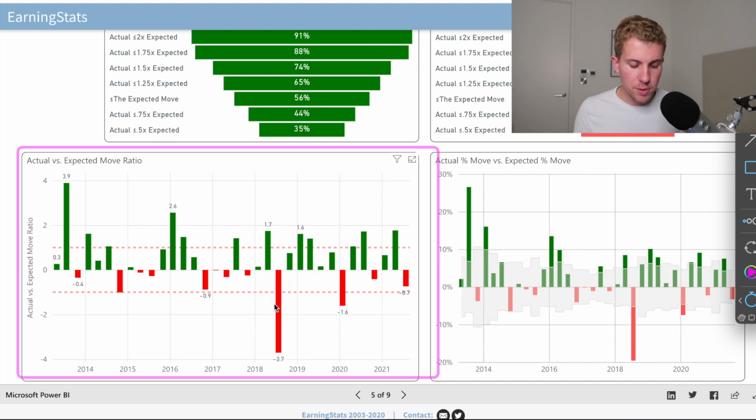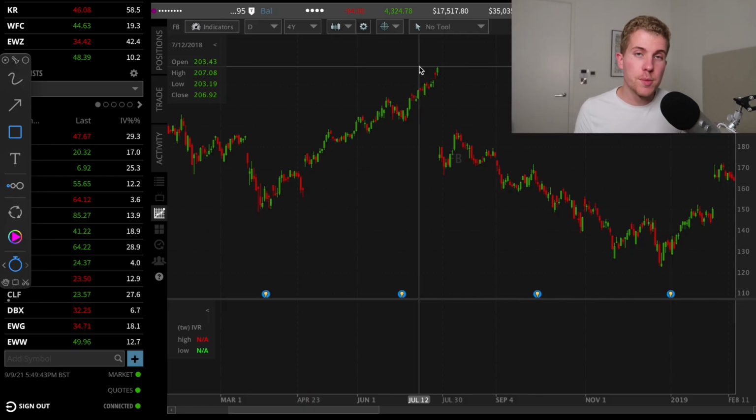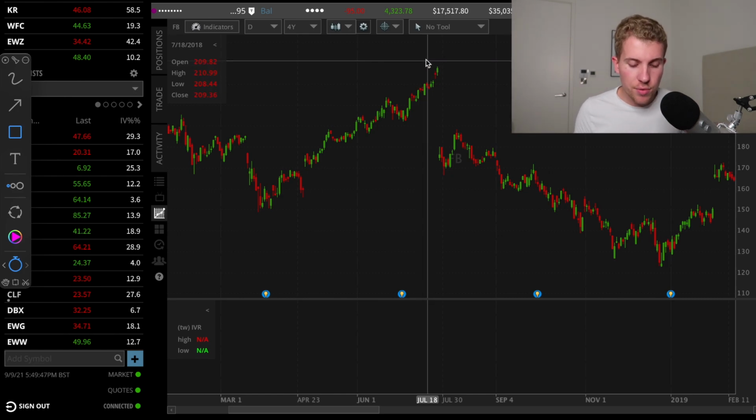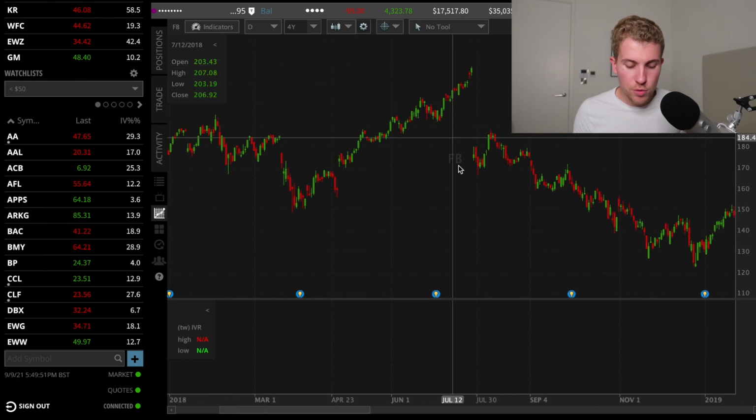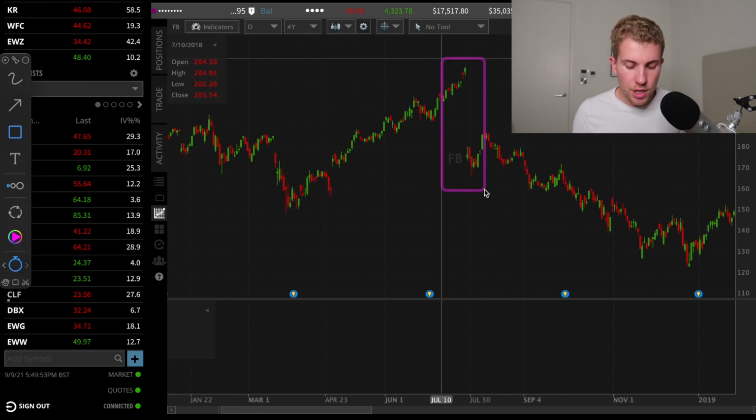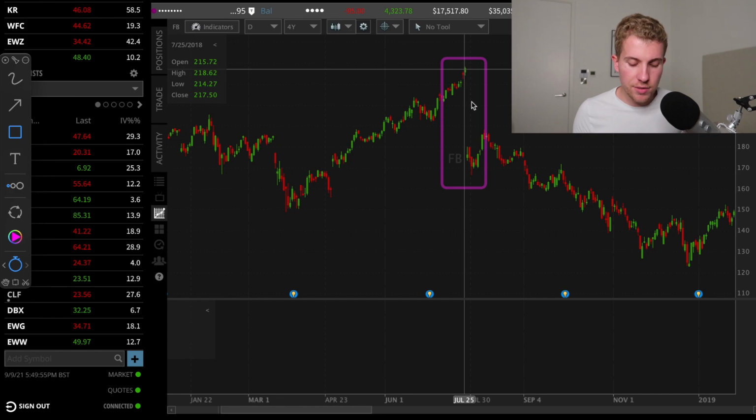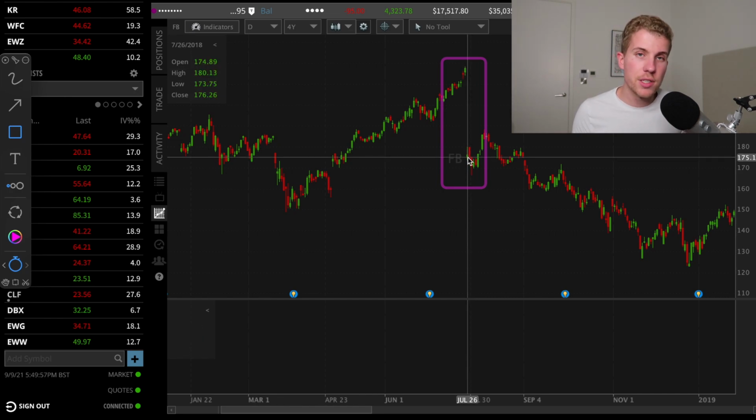And what we can see is that, for example, in 2018, the stock went down quite a lot. So that's how this graph can help you understand how Facebook moves. I pulled up the chart of Facebook so as to show you what is that big down move that we just saw before. So if we look at, for example, the 2018 chart for Facebook, you can see that indeed the stock moved quite a lot during its earnings. If we look, you can see that the stock went from $217 to $175 overnight. And actually, I think I remember that day.